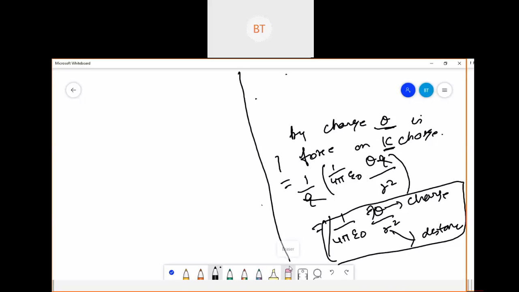Let us try to understand how to calculate the electric field with respect to direction. For example, let us say I have a charge here. This is the charge which I am placing here, plus Q. The charge is positive, and its magnitude is denoted by Q. If I consider this charge at the origin, its direction will be like this.